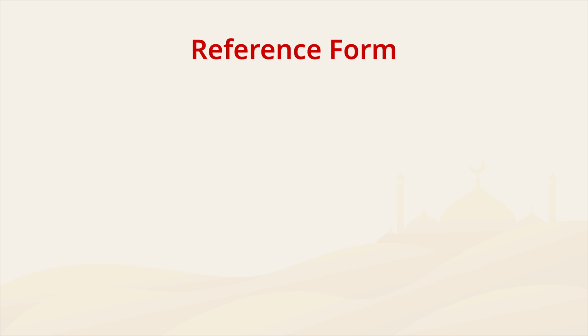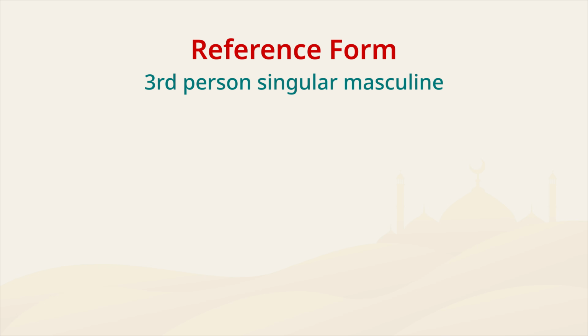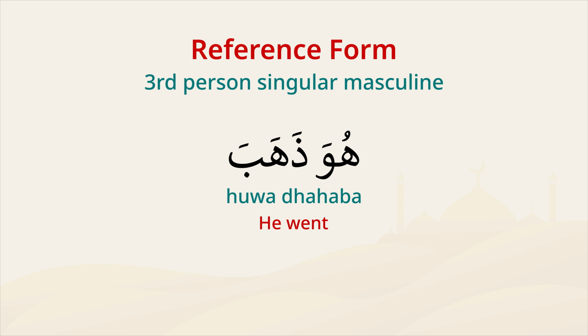Here is a quick note to keep in mind. The default reference form for any Arabic verb is the third person singular masculine, such as ذهب, which is the conjugation of the personal pronoun هو. This base form serves as the foundation for deriving all other conjugation forms.